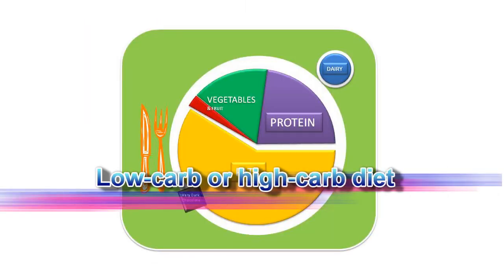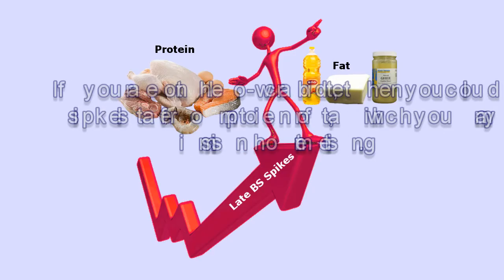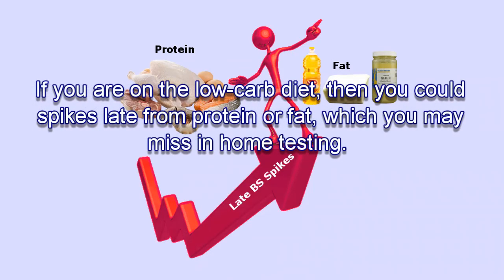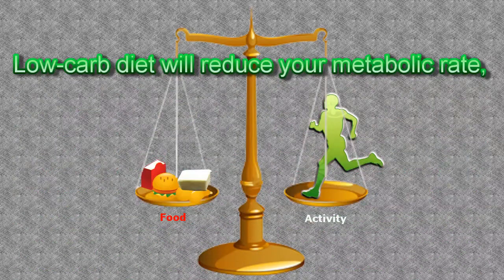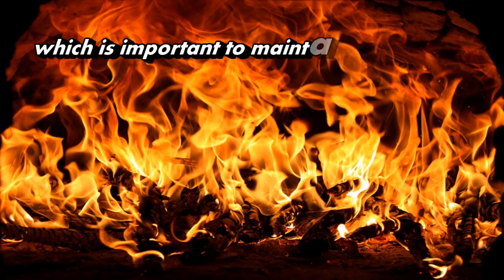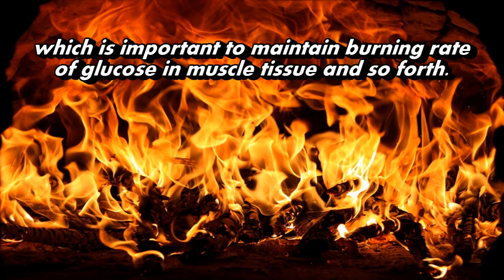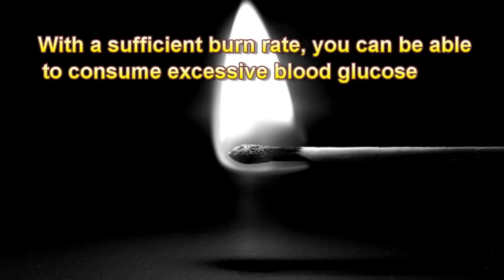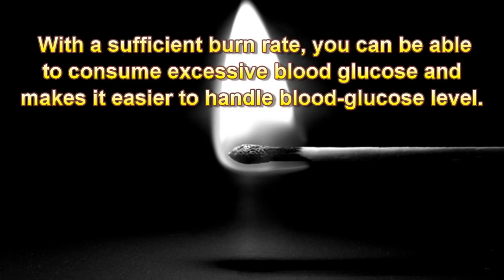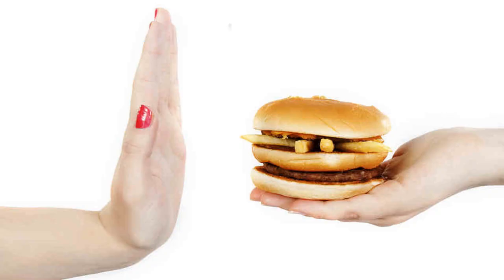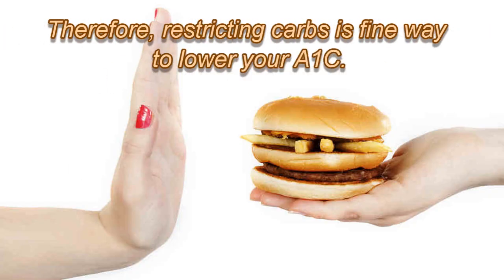Low carb or high carb diet. If you are on a low carb diet, then you could spike late from protein or fat, which you may miss in home testing. A low carb diet will reduce your metabolic rate, which is important to maintain the burning rate of glucose in muscle tissue and so forth. With a sufficient burn rate, you can consume excess blood glucose and it makes it easier to handle blood glucose level. Therefore, restricting carbs is a fine way to lower your A1C.